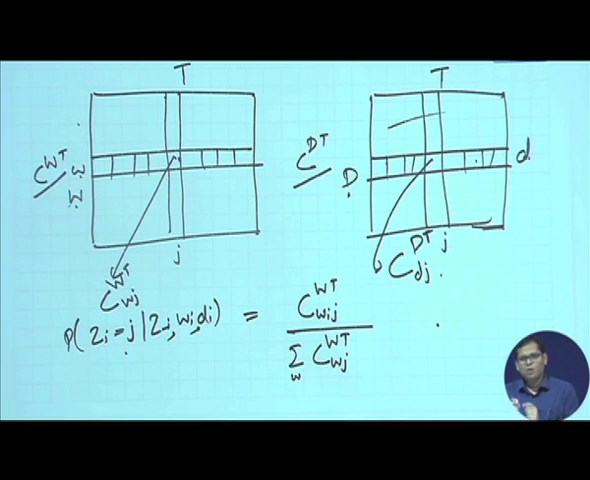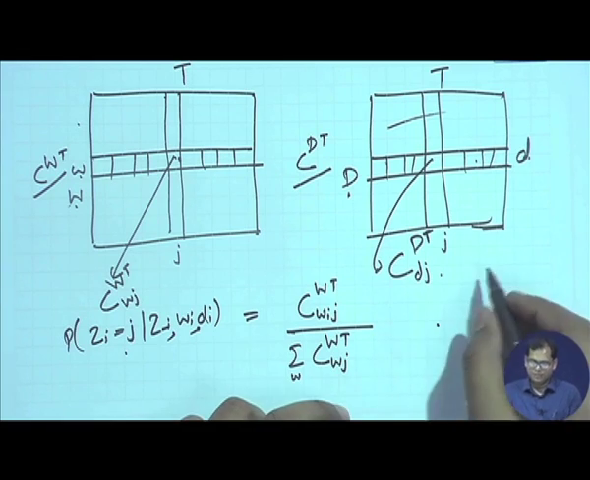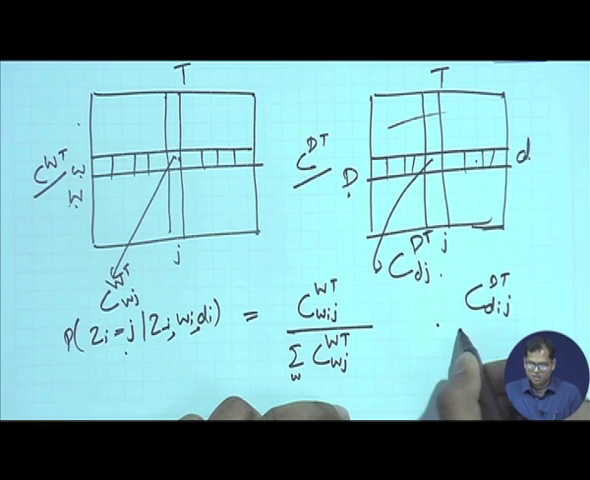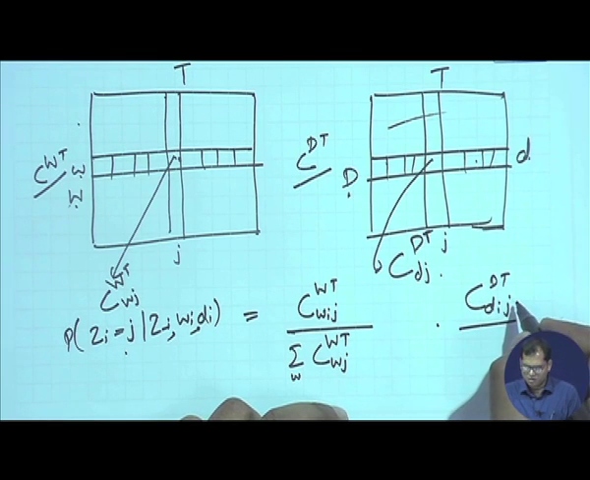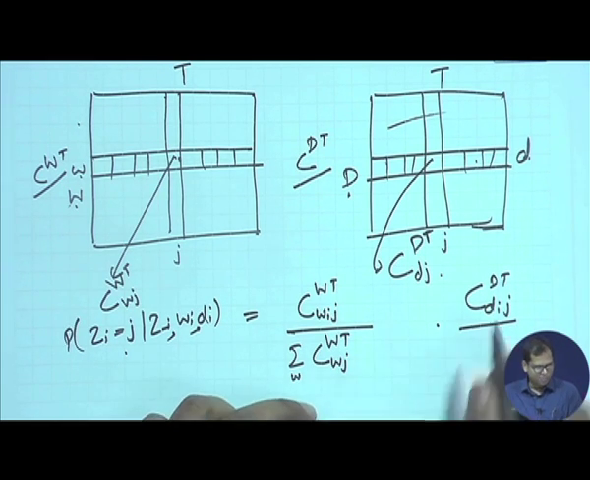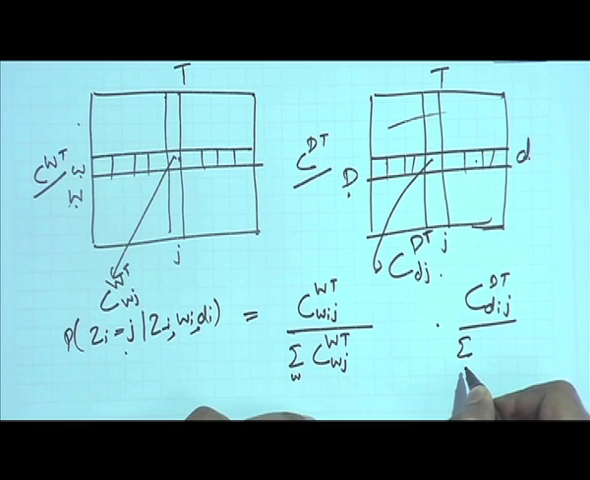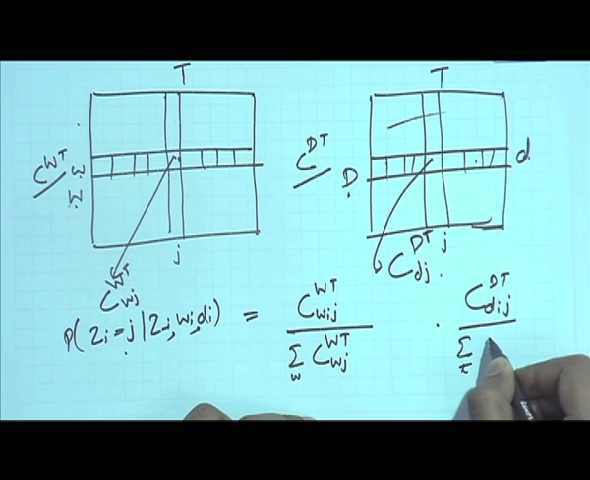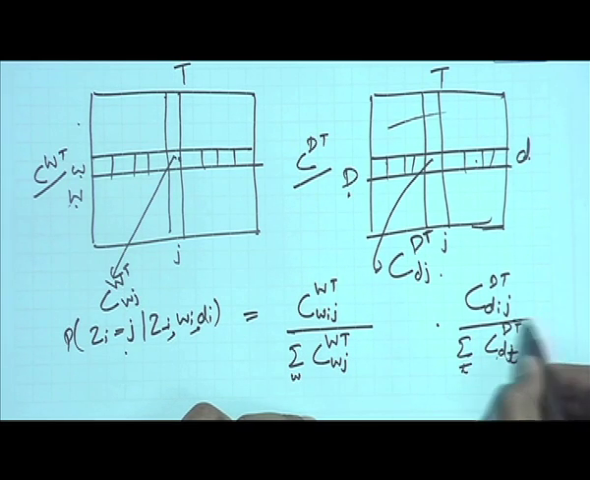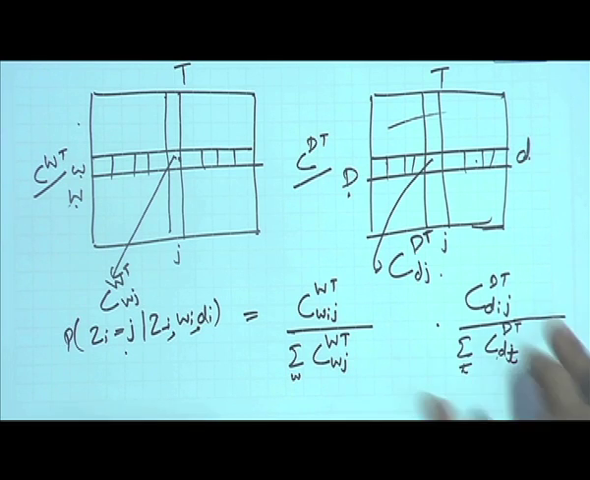Similarly, for how likely is topic J to come under document D, this would be C D i, for the current instance J, DT, summation over now all the topics that are assigned in this document. So this will be the summation over all my topics of C D T, capital D T. Okay. So this will be the simple formulation.